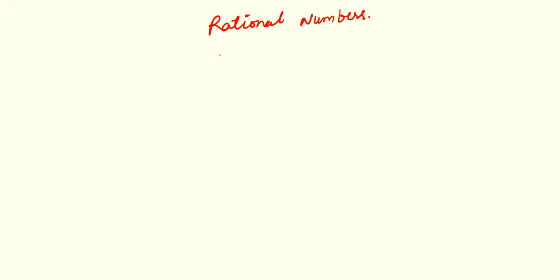Chapter number 2, rational numbers. Before starting this chapter, you might know some valid points that are completely based on this chapter. First, we are again going to talk about integers, and you know very well about integers. We already studied them in the last chapter.